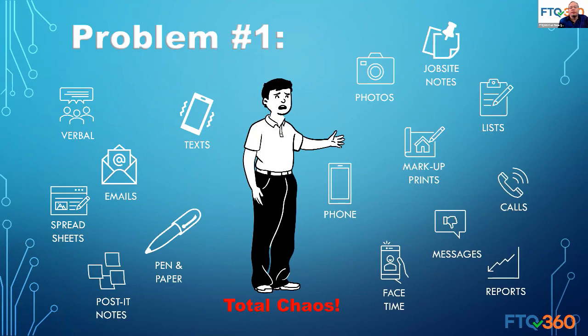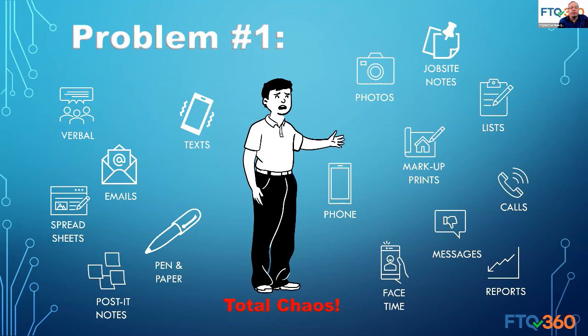So let's just jump right into problem number 1. Total chaos on the job site. Multiple projects mean multiple project managers, multiple superintendents, multiple inspectors, and every one of them is handling their document deficiencies and communicating to subcontractors in a totally different way. There's a lot going on.